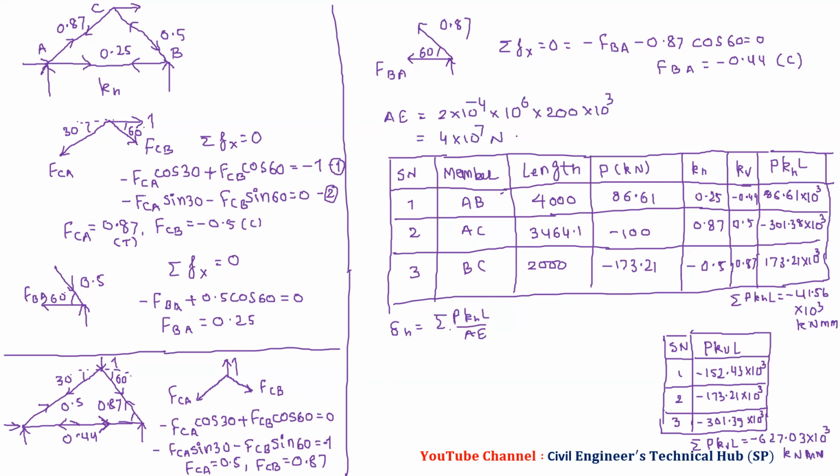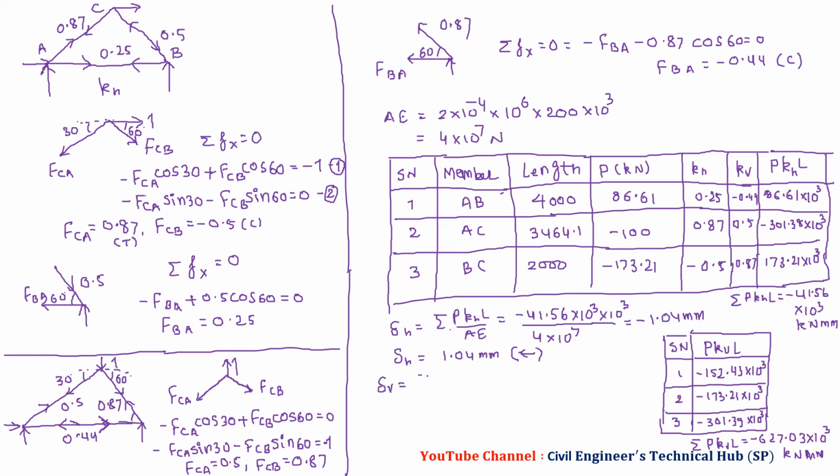Newton. AE, so Newton per mm square and millimeter square, so we become Newtons only. And then we have this value, minus 41.56 into 10 raised to 3 divided by 4 into 10 raised to 7. So now keep in mind, this is in kilonewton, so convert this into newton. And from this, you will get value of delta H as minus 1.04 millimeters. We have considered horizontal load in this direction towards left, and therefore delta H we got minus. So 1.04 millimeter in the opposite direction as applied unit force, because it is minus.